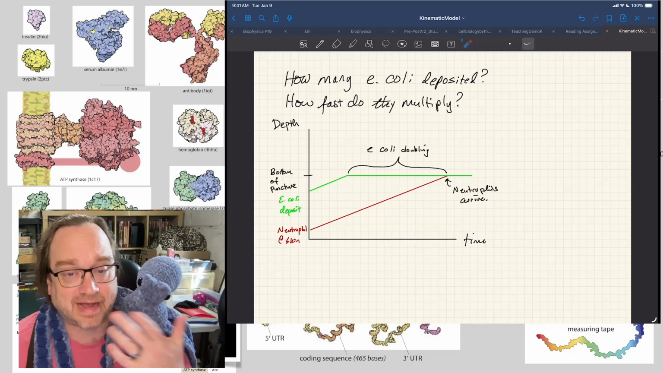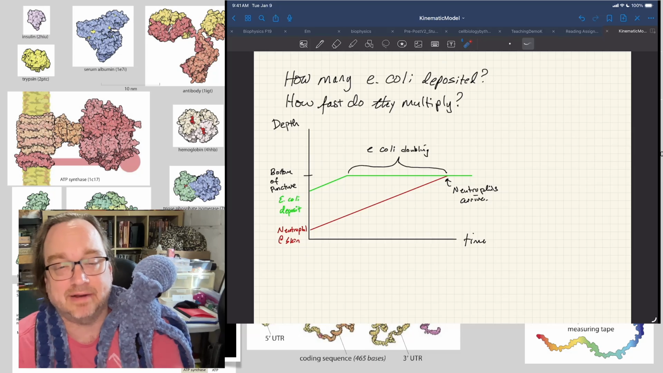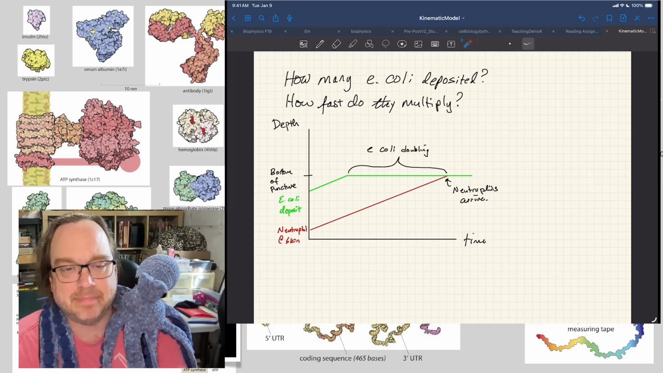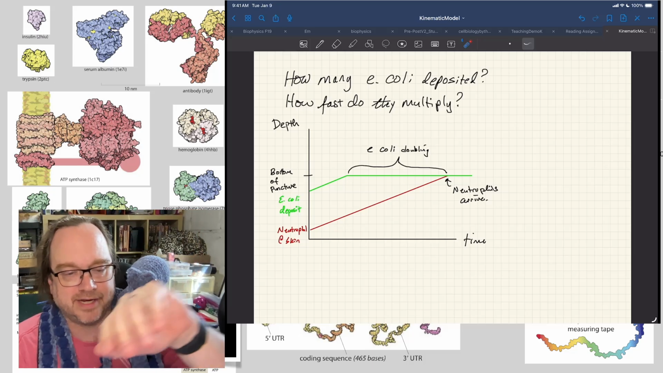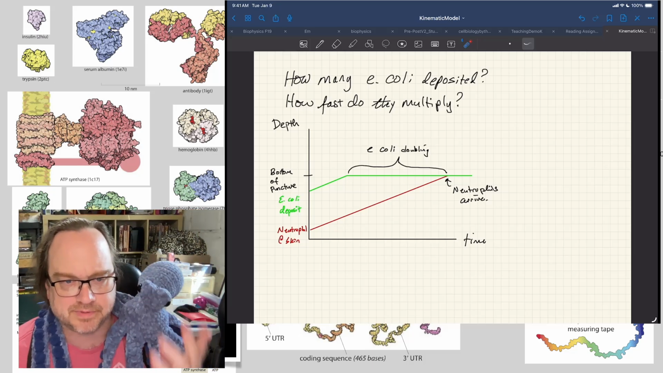Then you need to ask yourself how fast they multiply. We've already talked about that, right? Probably about every 30 minutes in a media or food-rich environment. And our bodies are pretty food-rich if bacteria get past our skin, which is pretty good armor to protect us.